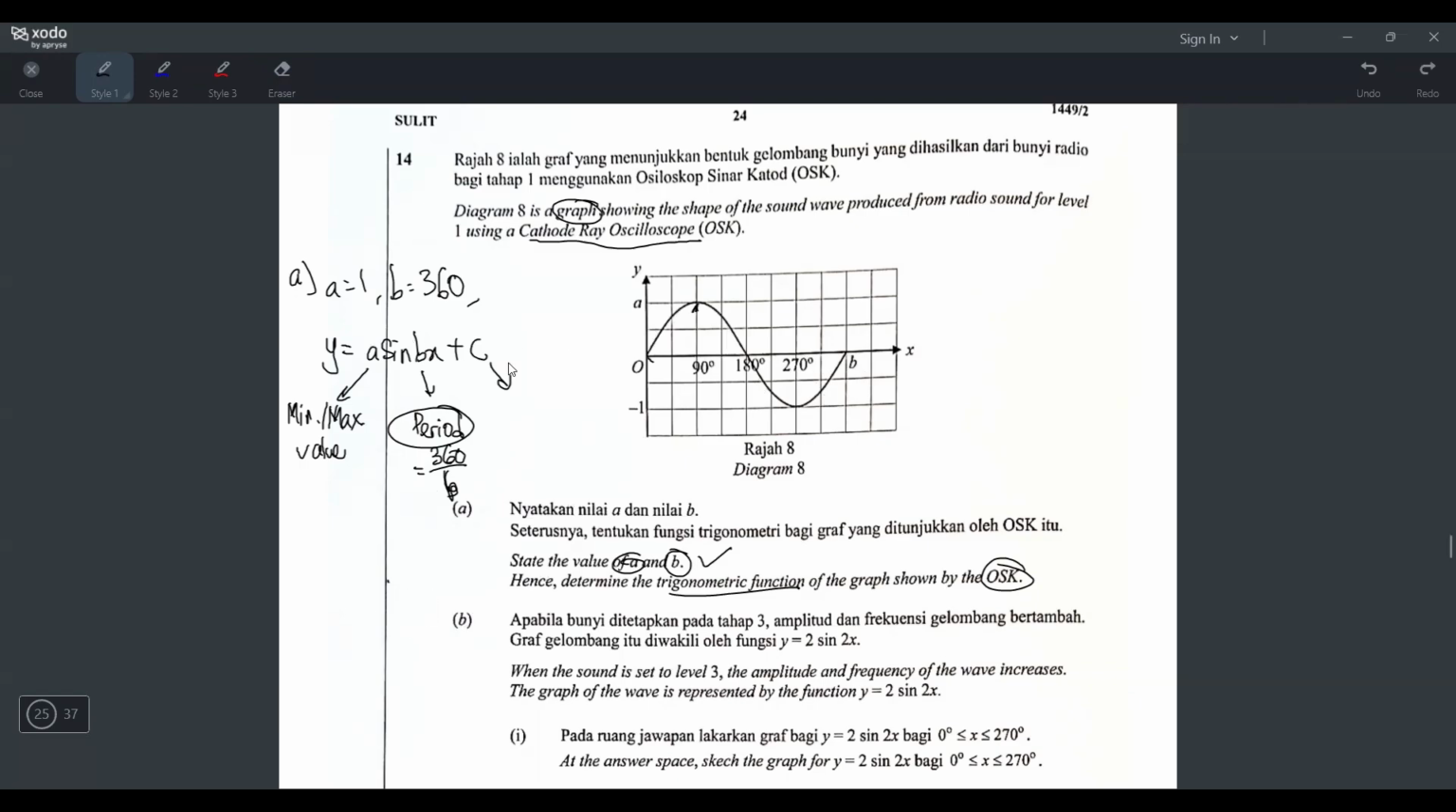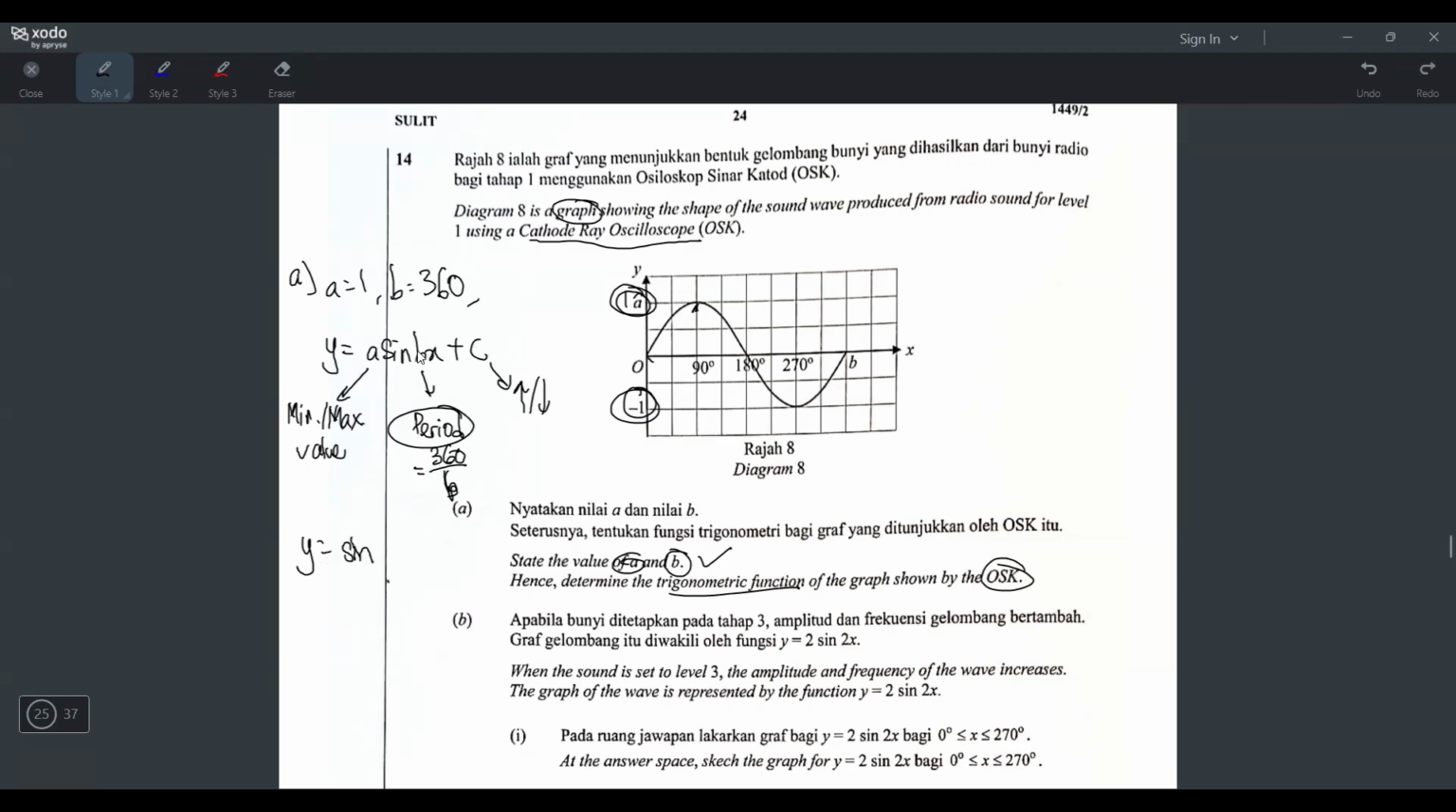Okay, let's talk about C. C is when your graph will shift up or shift down. The whole graph shifts up, shifts down. After you understand this, now you can write your equation. So A is the minimum and maximum value. If your minimum and maximum value is 1 and -1, that means your A is 1 and your C is 0. It means you never move up, move down, because the maximum and minimum value is 1, -1. If it's 1, -1, 3, -3, 2, -2, 5, -5, then confirm your graph never moves up, move down. So later your C will be 0 and your A is 1.